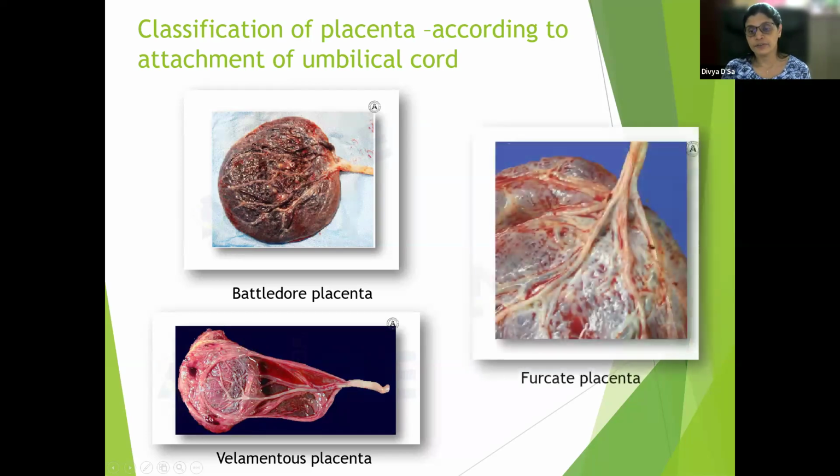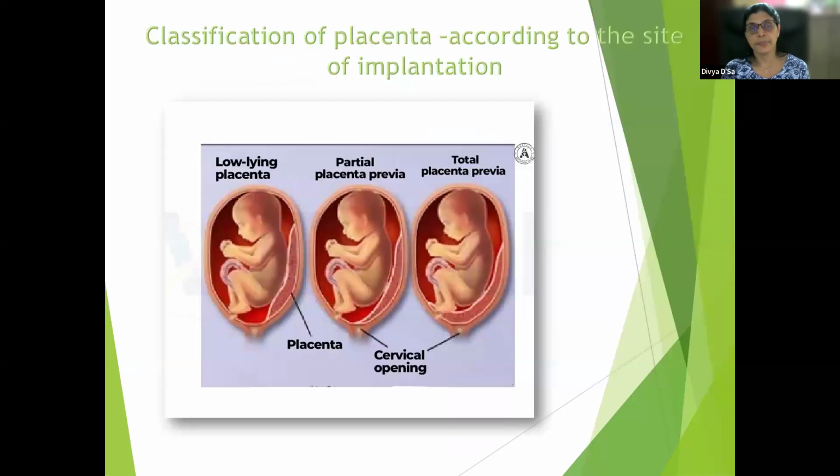Then we have the Purkinje placenta. Here the umbilical cord will reach up to the placenta, and then it will divide into many branches. That is called the Purkinje placenta.